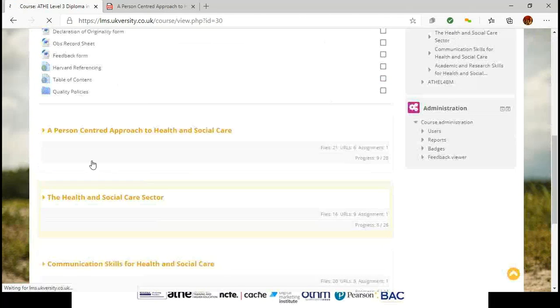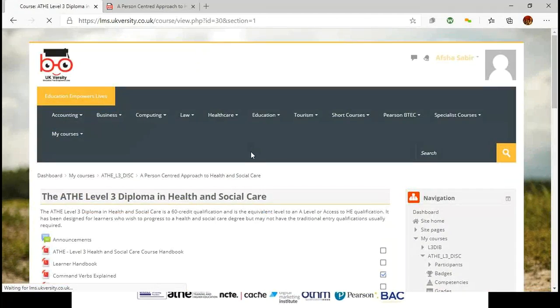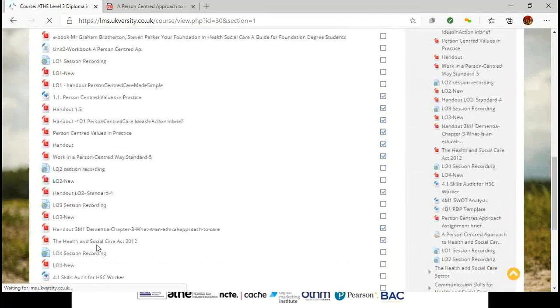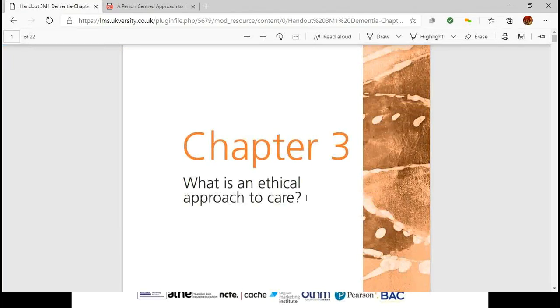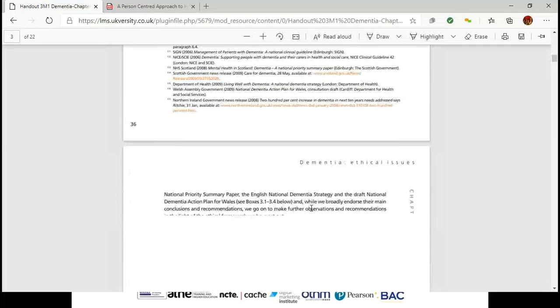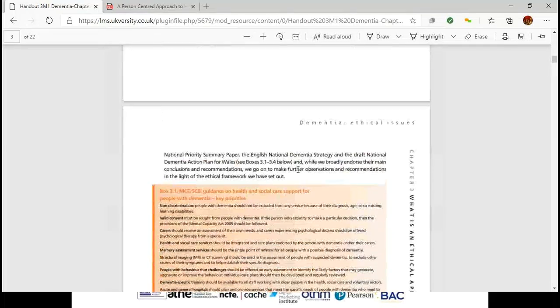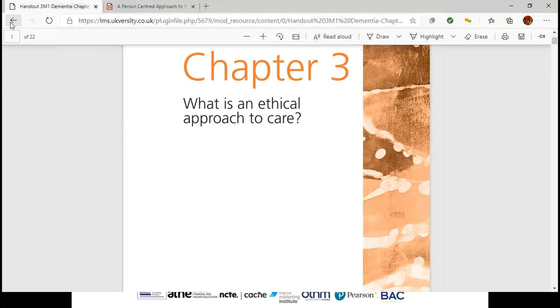It really does like throwing me out on this. There you go. And then the second one we've got is for 3M1, about the ethical approaches that we've just gone over. It's a handout. It talks about a dementia sufferer, like a case study. It's about what is ethics and what is an ethical approach. It's a bit of a read, so if you feel like you have some free time, you can go over this as well.